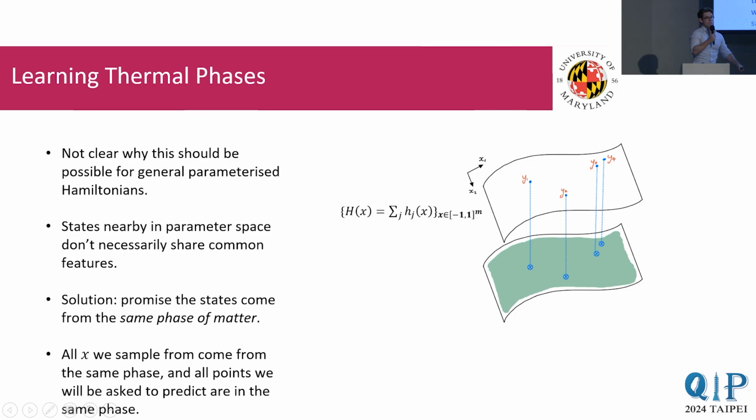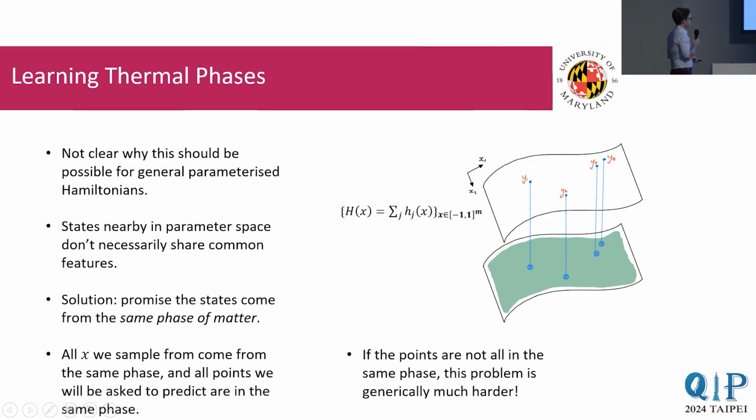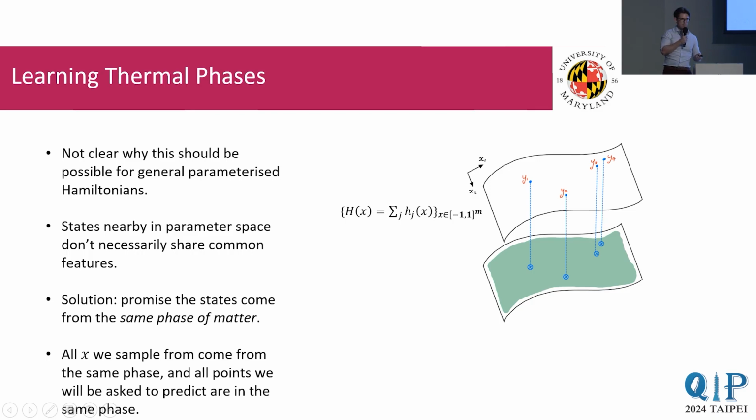We're going to promise that the states I give you, or these samples I give you, all come from the same phase of matter, like an Ising ordered phase or something like that. All the samples I give you come from the same phase of matter, but also the point I'm going to ask you to predict is going to come from the same phase of matter. If we don't enforce this promise, in general, this task is going to be much, much harder.